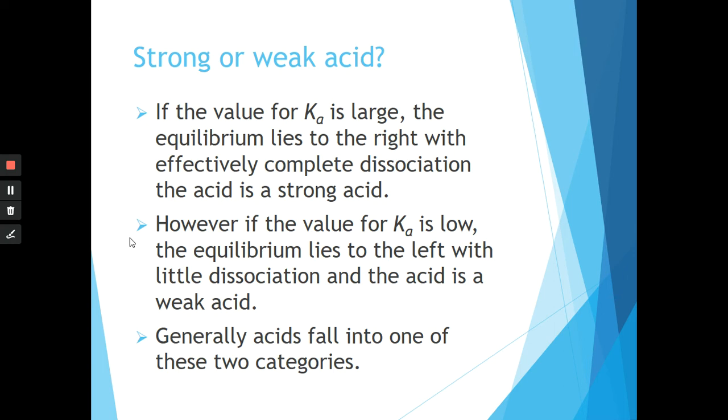We generally find the acids will fall into one of these two categories. You're not going to be asked about any acid or base that does not fall into the category of being a strong acid or base or a weak acid or base. The other thing is we're only looking at the value for Ka. We do not need to know about the value for Kb.